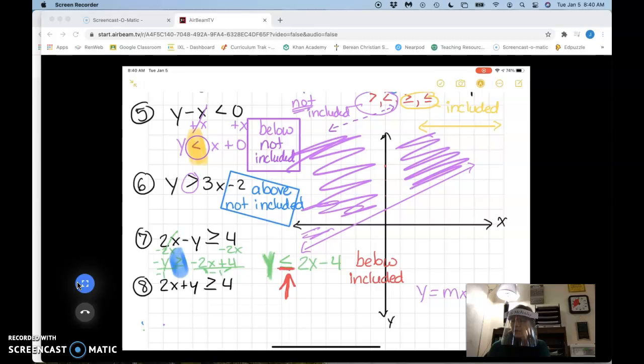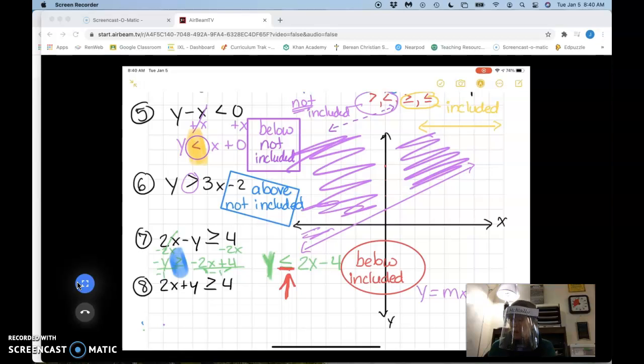Okay, so if it has that little bar under the greater than or less than sign, then it's always going to be included. So if it doesn't have a bar, don't include the line. If it has a bar, include the line. Yes, exactly. Number 5 and number 6 are just greater than or less than, so it's not included. But number 7 is greater than or equal to or less than or equal to, so it is included.